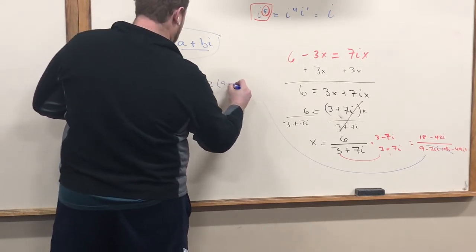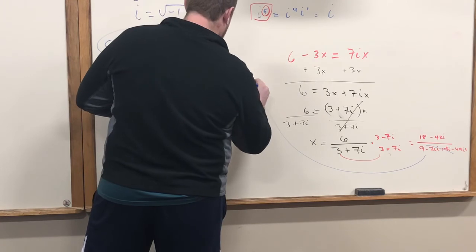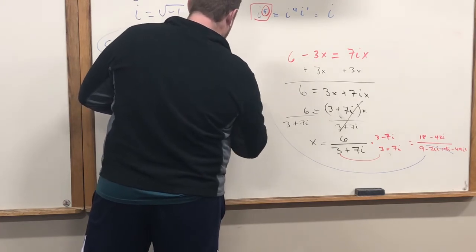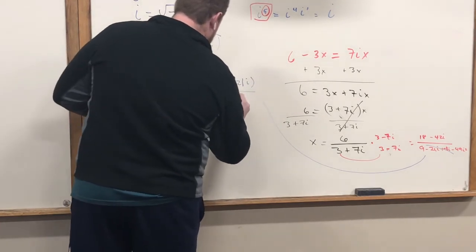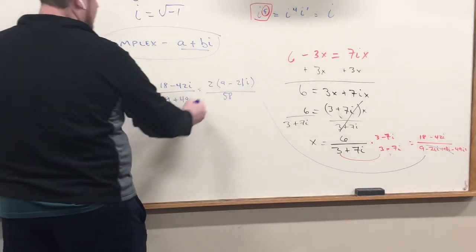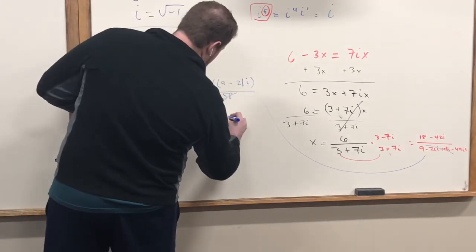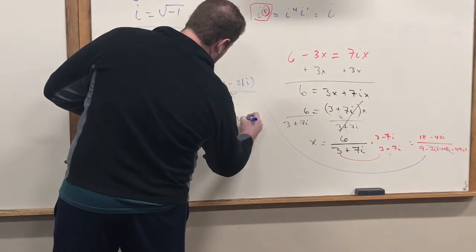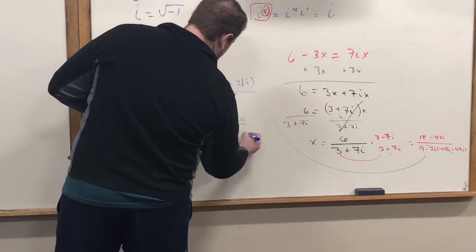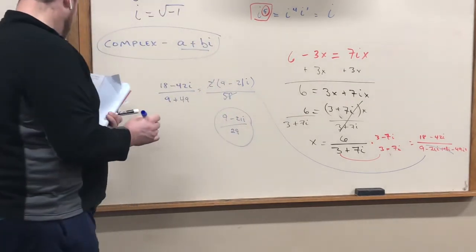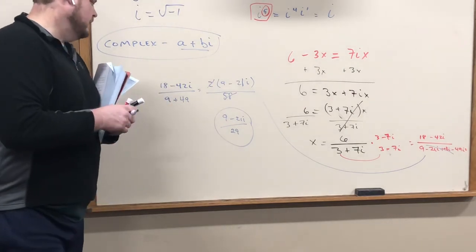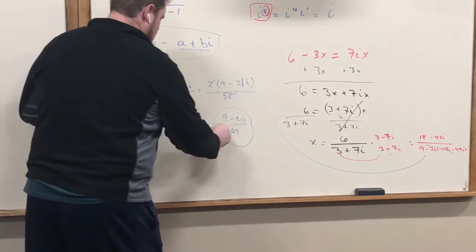So we're left with, take out 9 minus 21i, and I'll explain that in a second, over 58. 2 goes into 58 how many times? And you're left with 9 minus 21i over 29. And that would be your final answer. All right, so x equals that.